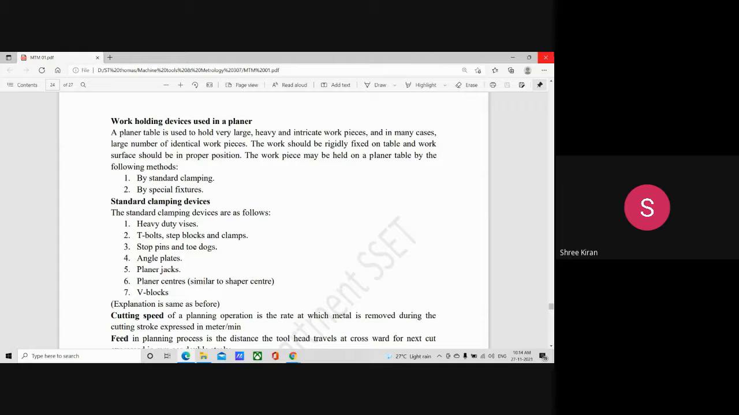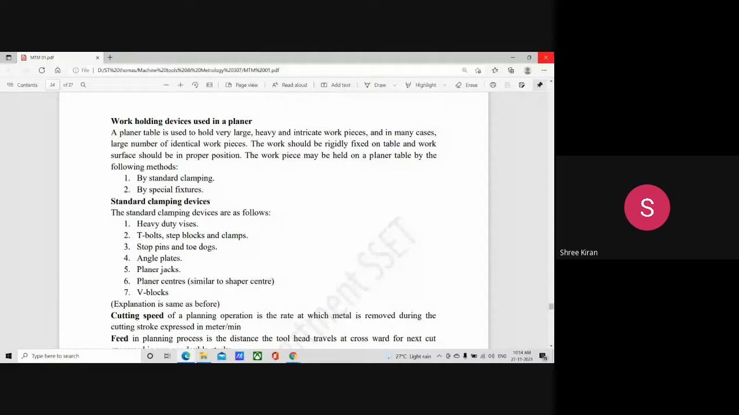Then the work should be rigidly fixed on the table, and the work surface should be in proper position. The work pieces may be held on a planer table by the following methods: first, by standard clamping, and second, by special fixtures. This is what happens in the case of work holding devices used in a planer.